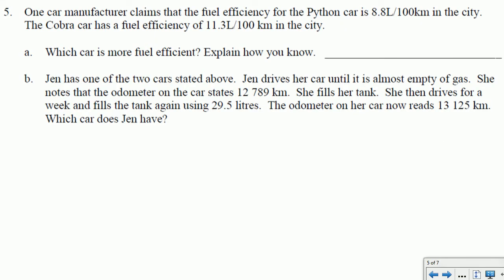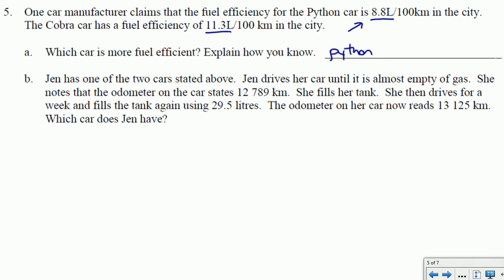One car manufacturer claims that the fuel efficiency for the Python car is 8.8 liters per 100 kilometers in the city. The Cobra car has a fuel efficiency of 11.3 liters per 100 kilometers in the city. So first, which car is more fuel efficient? So the Python uses up 8.8 liters of gas to drive 100 kilometers, and the Cobra uses up 11.3 liters. So the Python uses less gas per 100 kilometer distance traveled.